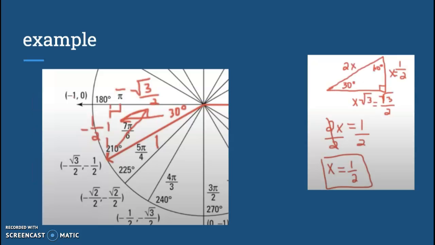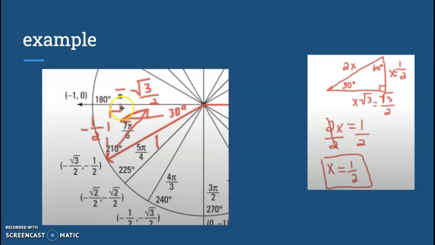So in my example here, we're going to 210 degrees, which gives you a 30 degree angle from 180, because 210 minus 180 is 30. And then we found the cosine, because negative rad 3 over 2 is here in the cosine position, which is also x, and negative 1/2 is y. So that's this part. And that's how we found this 30, 60, 90.